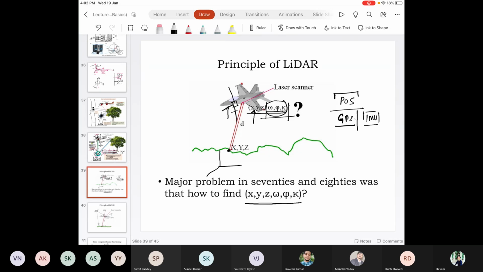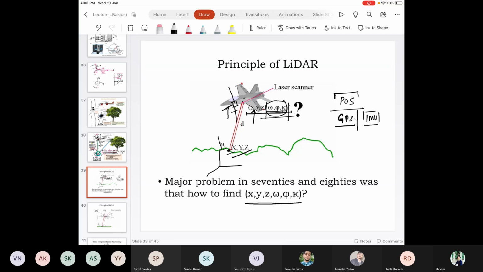So XYZ, that is how the aircraft is moving, as well as omega, phi, kappa, this information is sufficient to transform a point, let's say point P1 on the Earth surface, to transform the coordinate of point P1 from the laser scanner coordinate system at that particular epoch to the externally defined reference system in terms of x, y, z.